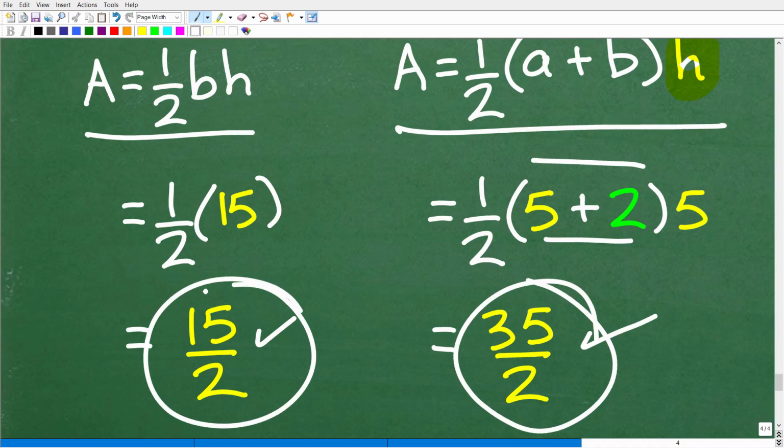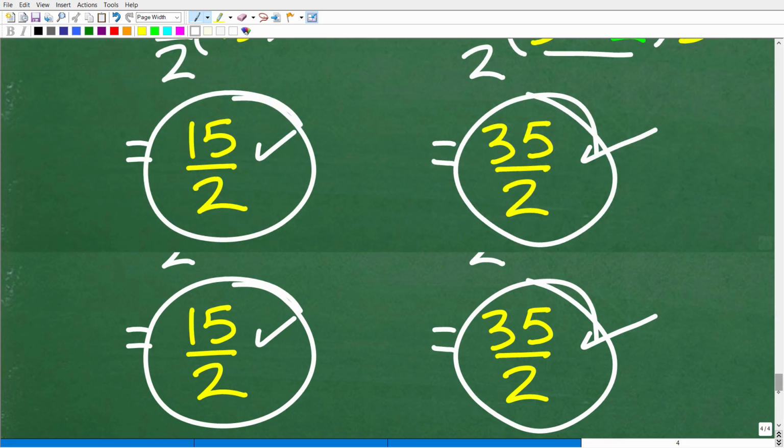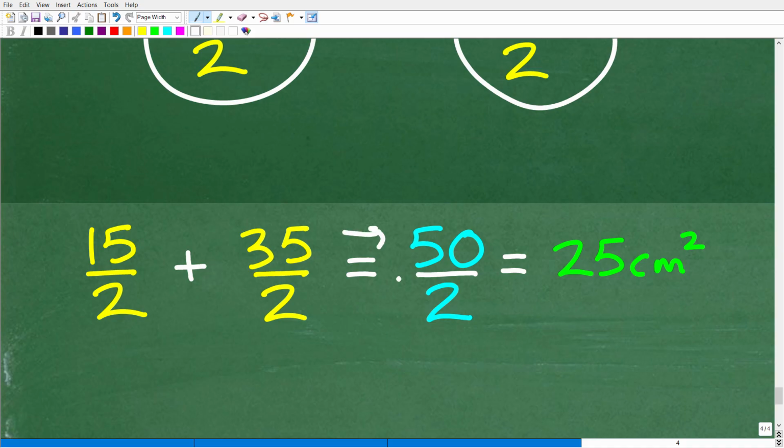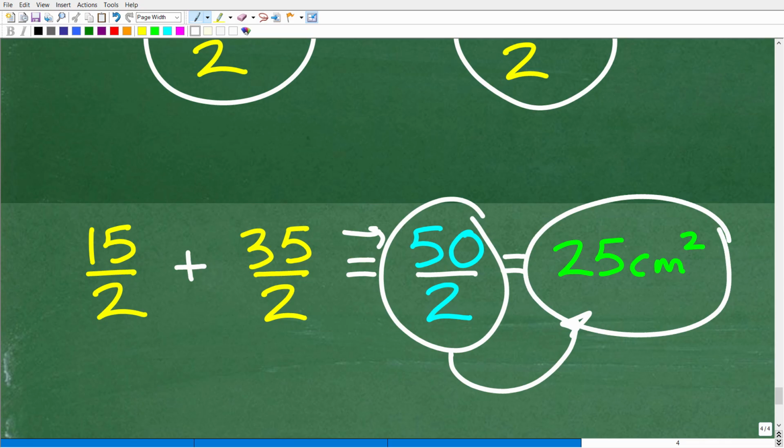Okay, so let's go ahead and add these two fractions, and hopefully this works out. So 15 over 2 plus 35 over 2 is 50 over 2. 50 divided by 2 is 25. So the area of that region is indeed 25 centimeters squared.